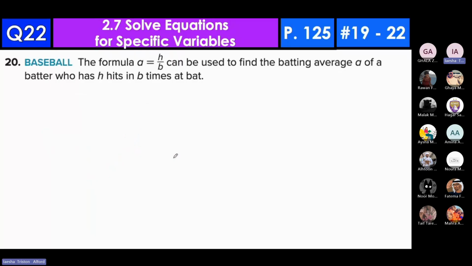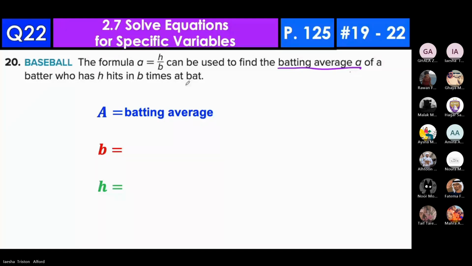So the next part here, we have to see what are the variables. So A is the batting average. What is B? Times at bat. Good. And H, the hits.